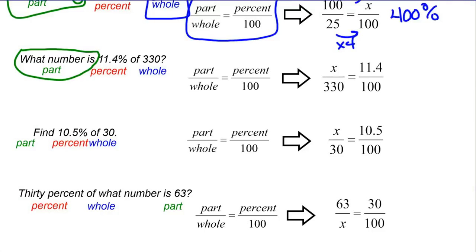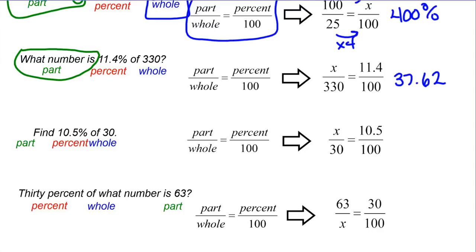So again, I use the percent proportion and fill in what I know and put an X on what I don't know. So I put an X in the place of the part. 330 is the whole and 11.4 is the percent. Here I use the cross products to solve this. So when you use the cross products and solve this proportion, you get 37.62. So 37.62 is 11.4% of 330.